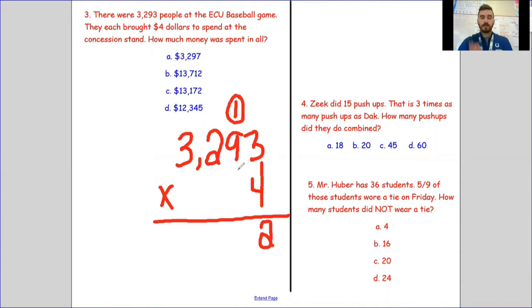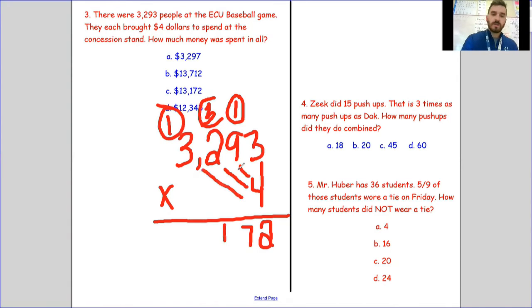All right, so I did 4 times 3. Now I'm going to go across to 4 times 9, which in this case is 36, plus that 1 gives me 37. So my 7 stays, my 3 goes, circle it so I don't forget. Okay, I'm going to keep moving down the line. Now I'm multiplying it by the hundreds place. I'll go 4 times 2, that would give me 8, plus those 3 would give me 11. 1 stays, 1 goes, circle it so you don't forget it.